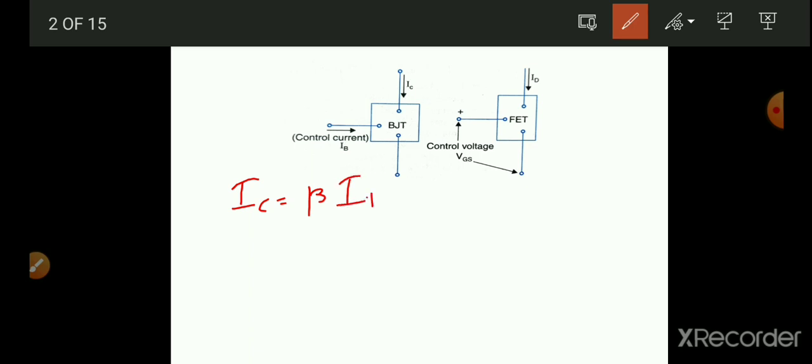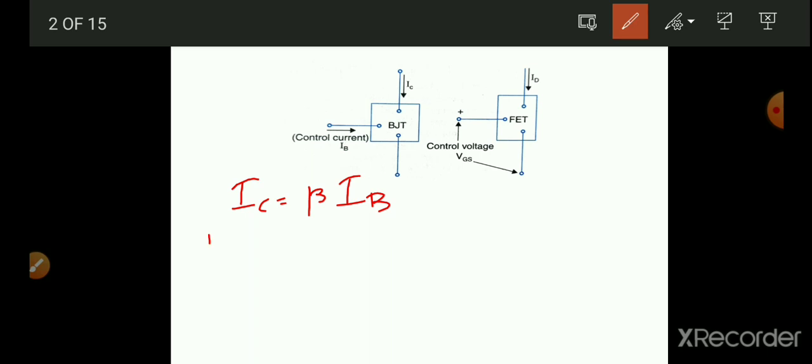We all know the general equation IC equal to beta IB. That means the output current is a function of input current. That's why we call BJT a current controlled device. But FET is a voltage controlled device. FET is also a three-terminal device in which the output current is controlled by the input voltage. So FET is a voltage controlled device.